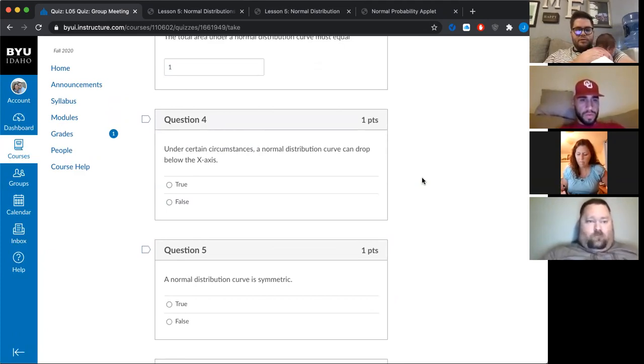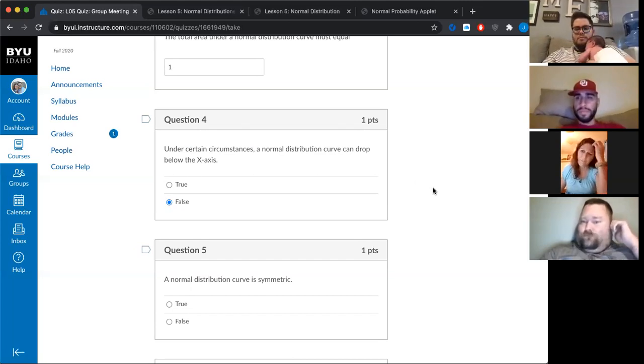Then question 4 says, under certain circumstances, a normal distribution curve can drop below the x-axis. True or false? That's false, right? It can touch the x-axis, or be above it, but not below it. It kind of sits on the line, but really close. But yeah, never below.